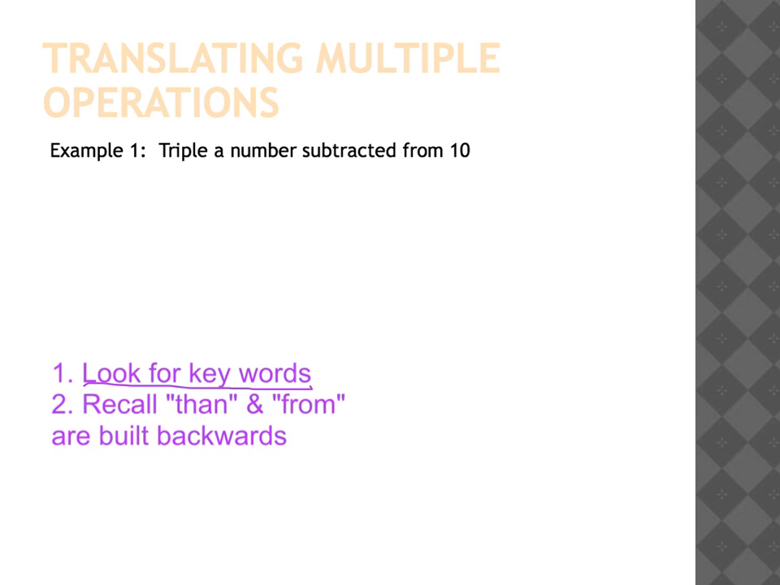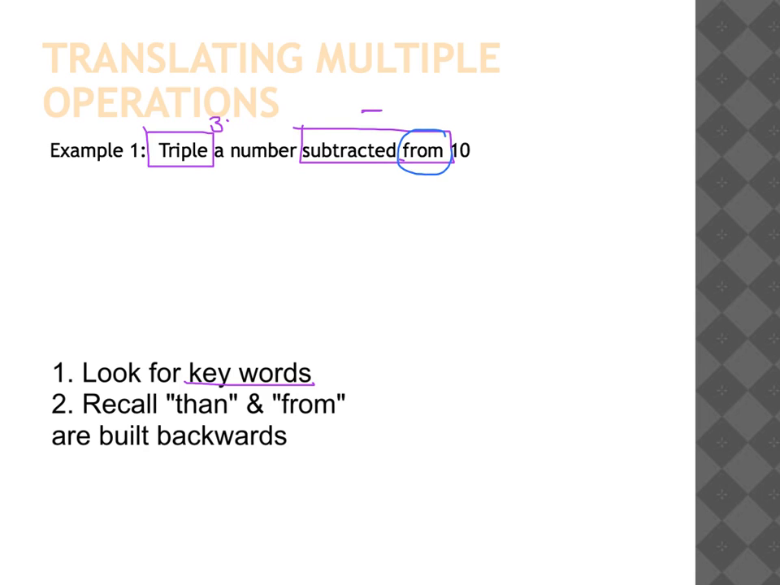So example 1, triple a number subtracted from 10. You want to ask yourself, what are your key words for this example? And the key words would be subtracted from and triple. So let's review what these mean. Triple means 3 times something, and subtracted from means subtraction. But the from in the subtracted from means that it is built backwards.